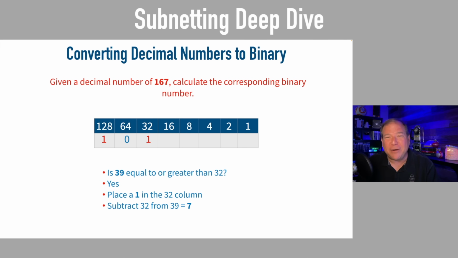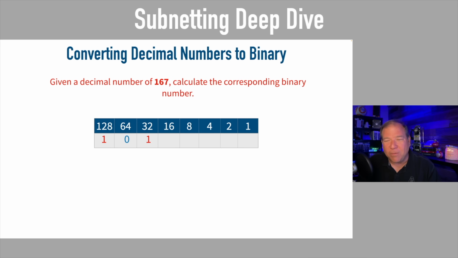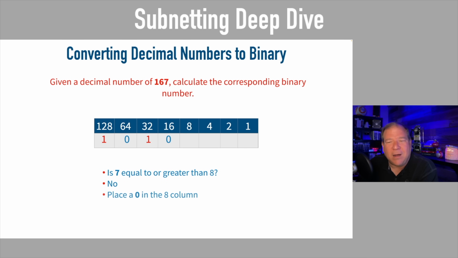Is 7 greater than or equal to 16? No, it's not. So what do we do if the answer is no? We're going to put a 0 in that column and move along. Is 7 greater than or equal to 8? Not quite. No, it's still a no. So we're still going to put a 0 in that column. And we're going to move along to the 4 column.